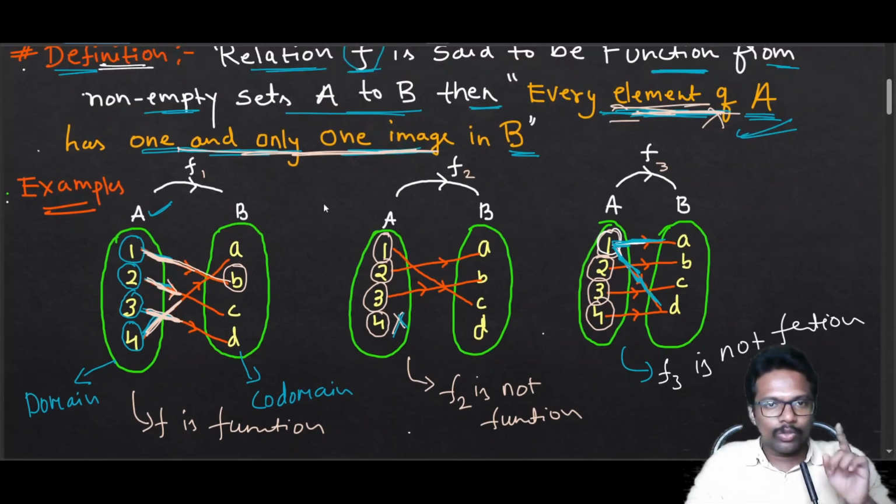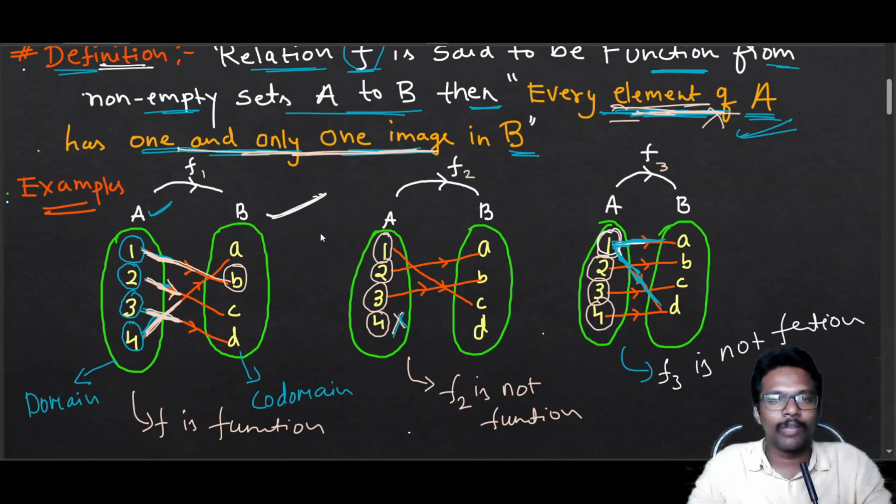So to say the given f is a function, it has to satisfy two conditions, then only we can say it is a function. If between the two conditions one condition is failed, then directly we can conclude it is not a function. In the second example, the first condition has failed, every element of A is not satisfied here because 4 is not used, so it is not a function. In the third example, one and only one image in B, the second condition is failed, so it is not a function.